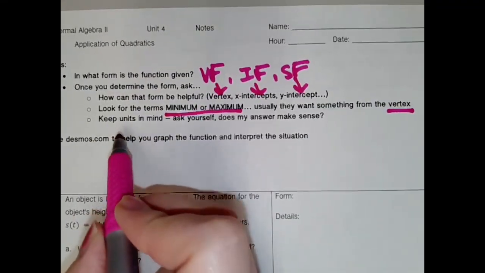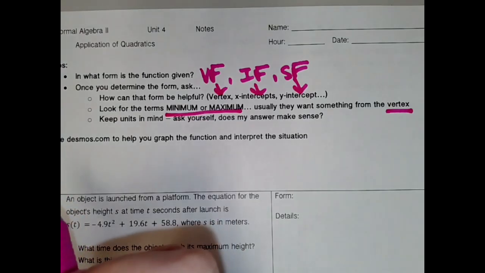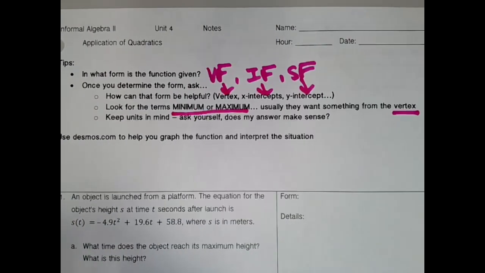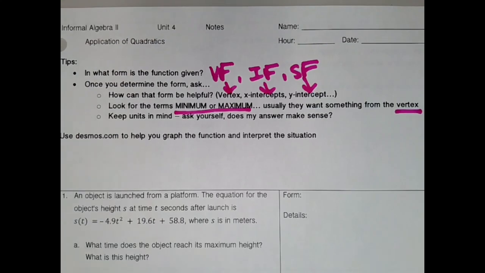And keep in mind that units matter. Ask yourself, does it make sense? You should always write your final answer with your units of measure as well. We can use Desmos to help us graph the function, or we can just draw some rough sketch, which is probably what I'm going to do.